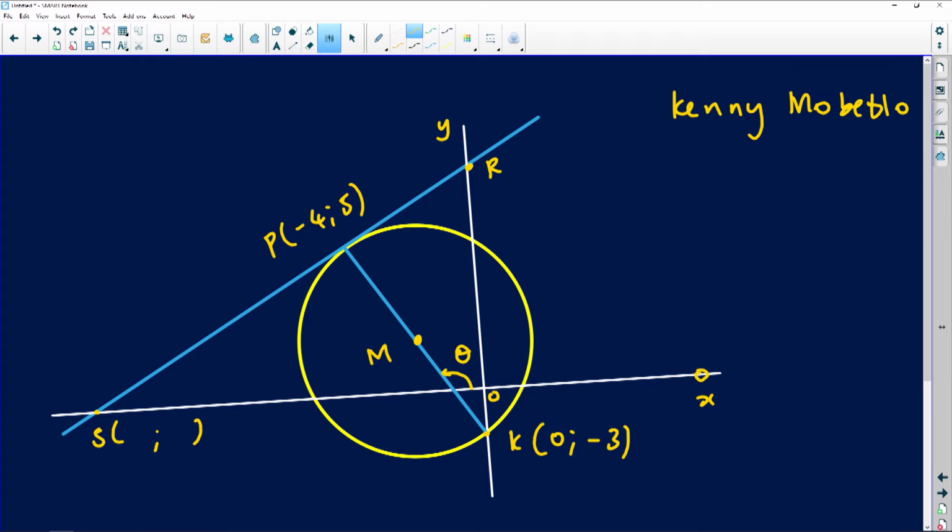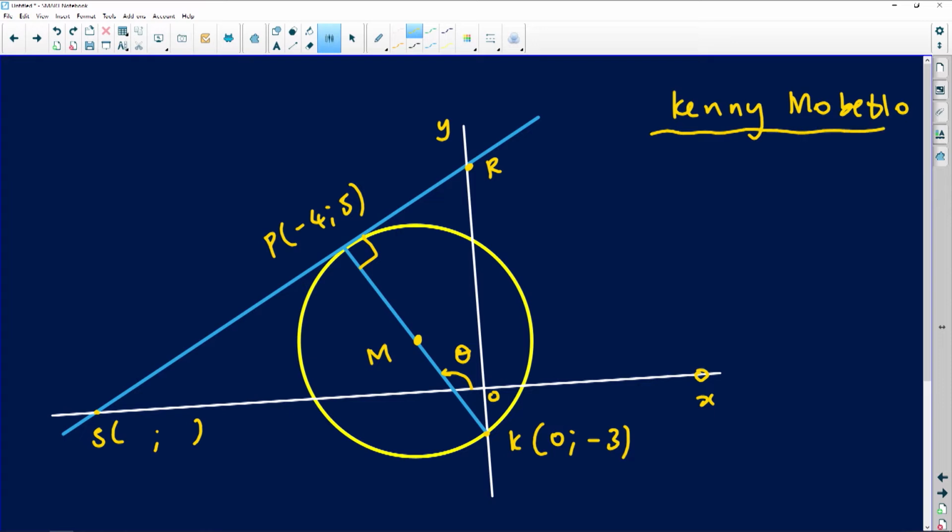The first question Kenny wanted us to do is work out the gradient of SR. Where is S? There's point S. Where is R? There's point R. Now, if you are looking for the gradient of SR, you're looking for the gradient of the tangent, but we don't have information to work out the gradient of SR. However, we know that that tangent is perpendicular to the diameter. So if we know the gradient of the diameter, we can work out the gradient of the tangent.